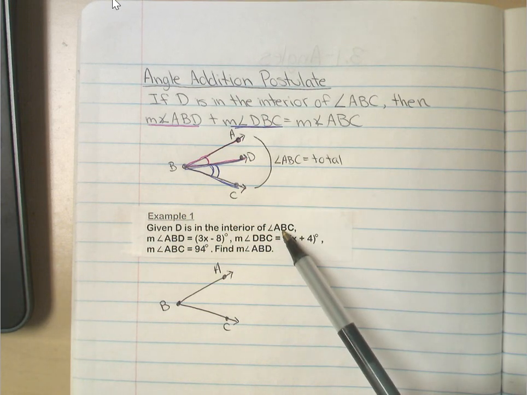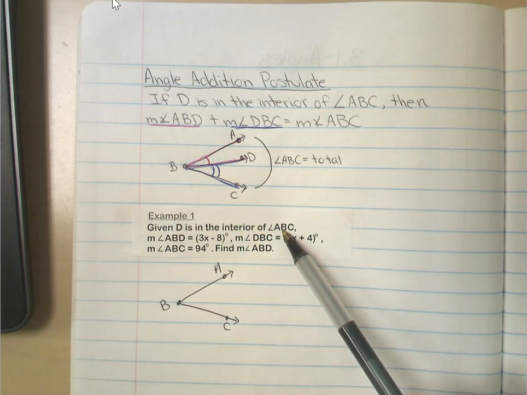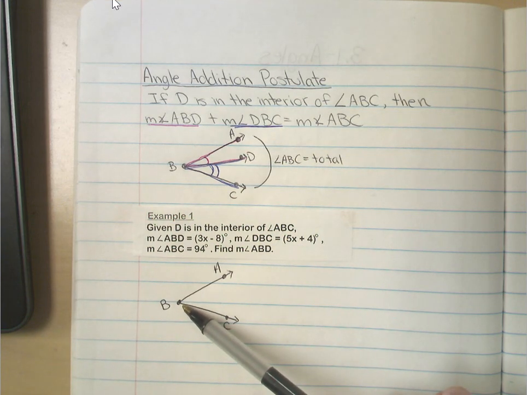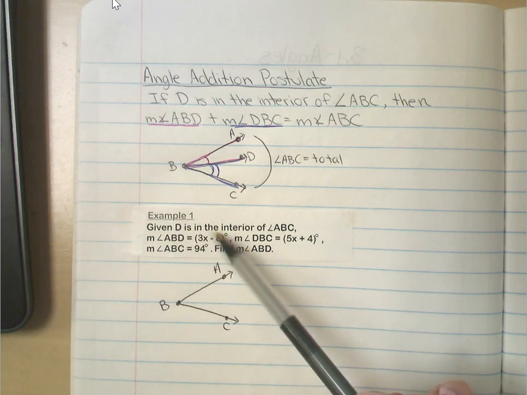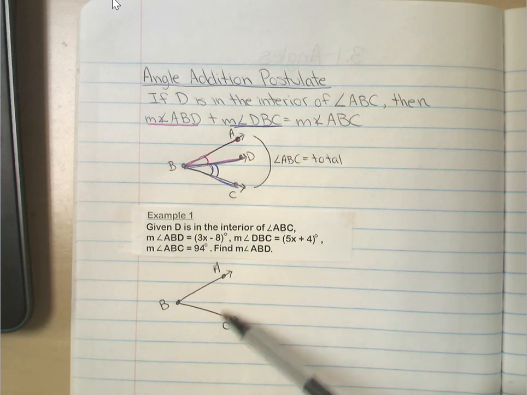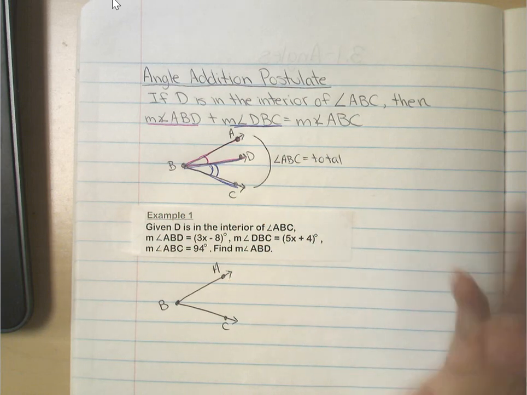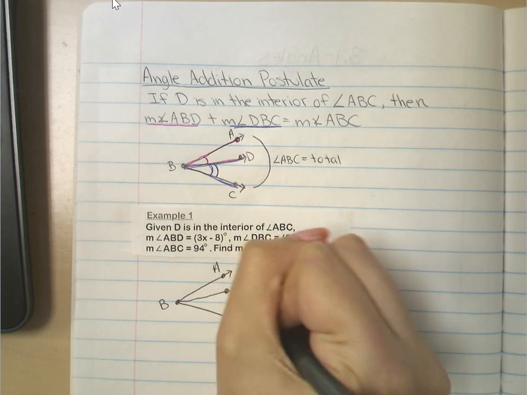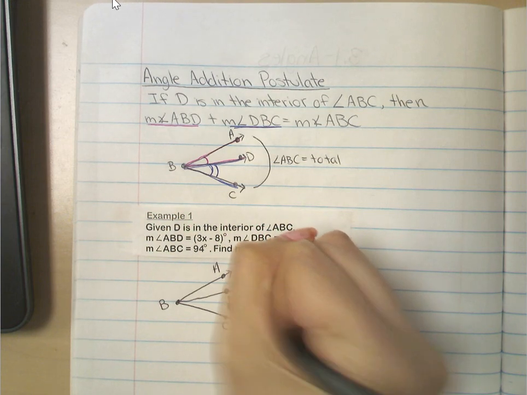The letter in the middle, the B, is always the vertex, so you have to make sure that one is in the middle, in the corner. It says D is in the interior. Interior means inside, so anywhere inside your angle you're going to put point D. I'm just going to put that right here. I'm going to connect it to the vertex. This is point D.